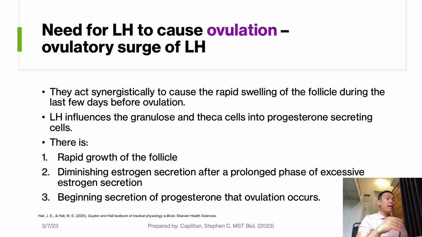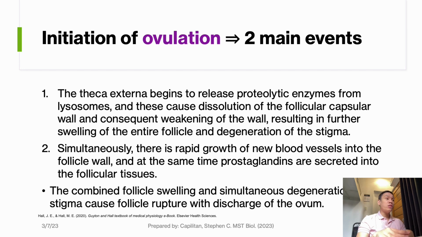They will act synergistically to cause rapid swelling of the follicle during the last few days before ovulation. LH will influence the granulosa and theca cells to become progesterone-secreting cells. There is, first, rapid growth of the follicle, diminishing estrogen secretion after the prolonged phase of high estrogen secretion, and the beginning of progesterone secretion, and then ovulation occurs.